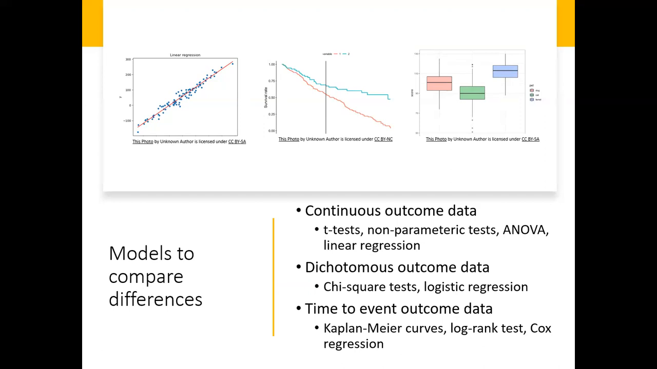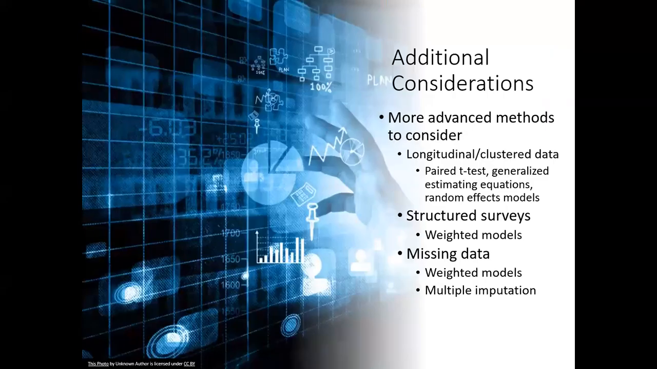So you have to know what type of data you're using, what type of data your outcome is, what type of data your predictors are, and if you need to adjust or control for confounding variables. All of that you have to take into consideration to understand which type of analysis you're going to use. In addition to the basic type of analysis, there are additional considerations as well. If you have longitudinal or clustered data, you have to apply a different type of test, or at least adjust for that clustering in your analysis. A simple way is a paired t-test, but you could also use generalized estimating equations or random effect models.